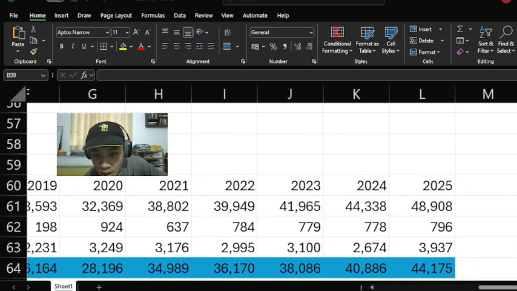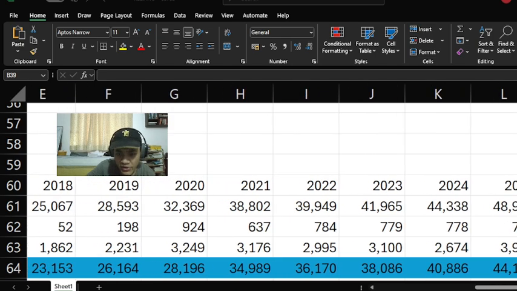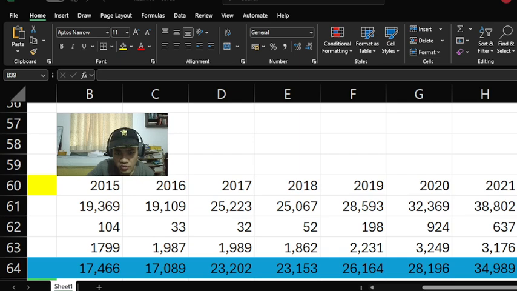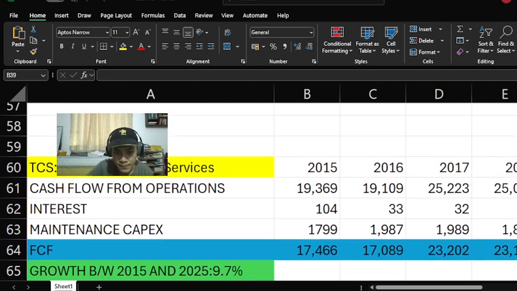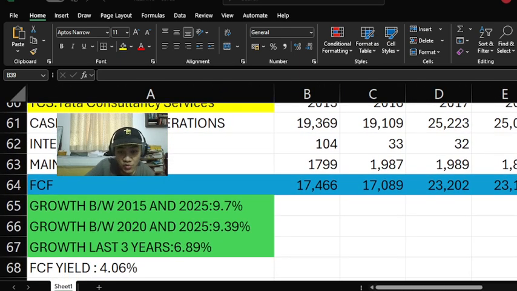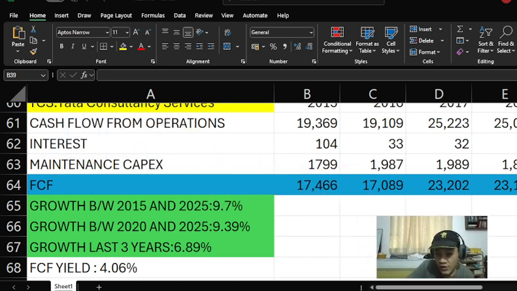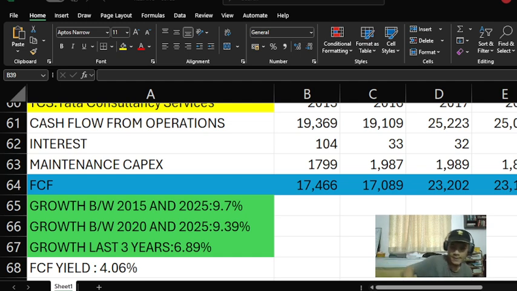Then 2025, let's go to 2025, finally, 44,175 crores free cash flow. So big figures are consistently rising, you know, very noticeable increase. So let's see the growth rates and the yield. Okay, so free cash flow yield of 4.06%, very solid, very solid.